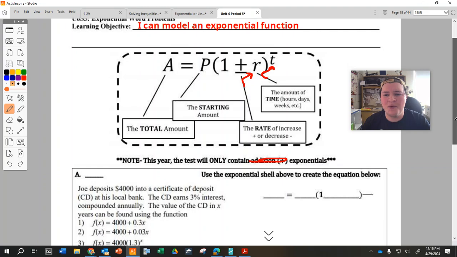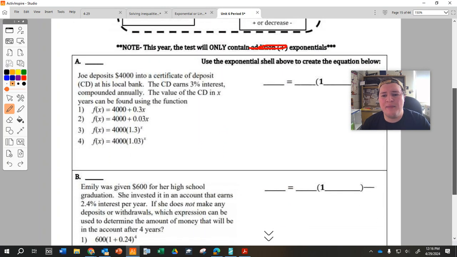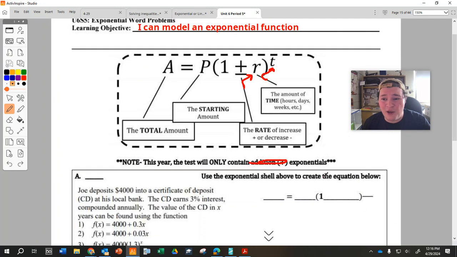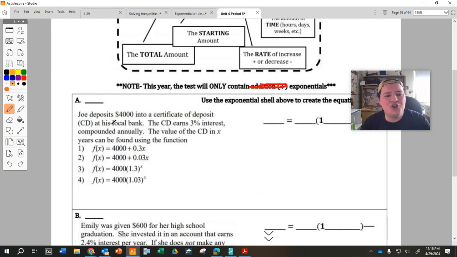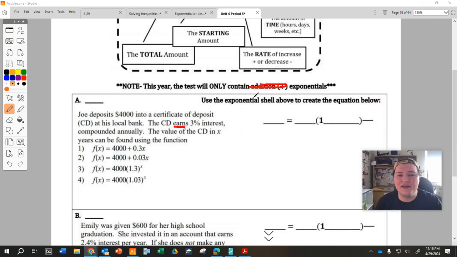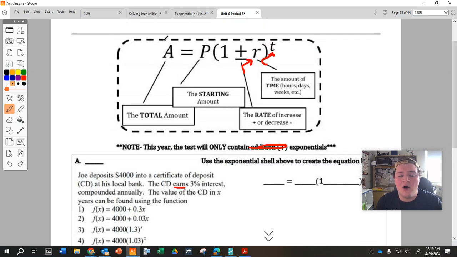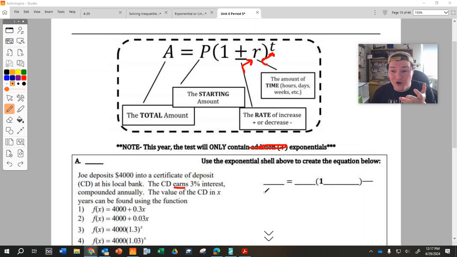Okay, let's jump right in. So, word problems. And we're going to be looking at this shell and filling this in to help us craft it, okay, and interpret it. Joe deposits $4,000 into a certificate of deposit, CD, at his local bank. I don't know what that means, and it doesn't matter, but he deposited $4,000. The CD earns 3% interest compounded annually. The value of the CD in X years can be found using the function. And here you go. Well, how do they make these, Mr. K? Well, they use the little crafter up here, the little shell. Okay? So what we're going to do, actually, is we're just going to create the equation, and whichever one matches ours, as long as we do it right, will be the answer.